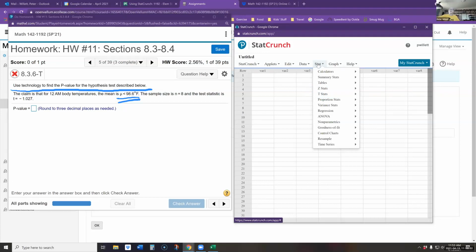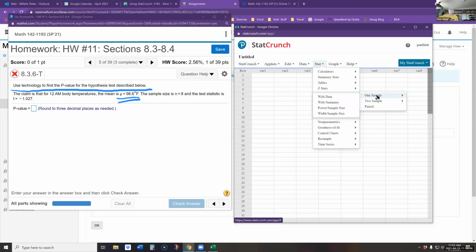So what do I do? Do I click on t-stats? What do you think? Yes. T-stats, one sample. Do we have data? Do we have a summary? What are we thinking? Is this just with summary? Because they don't give us more specific.